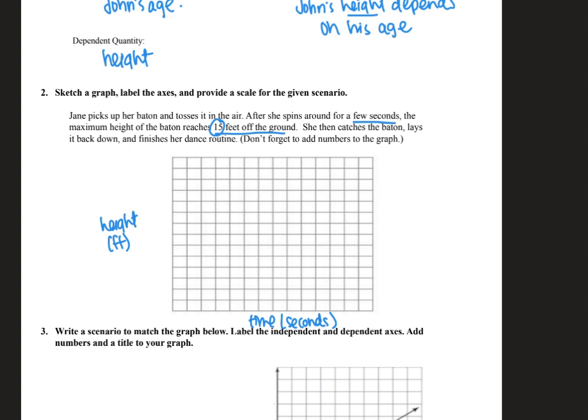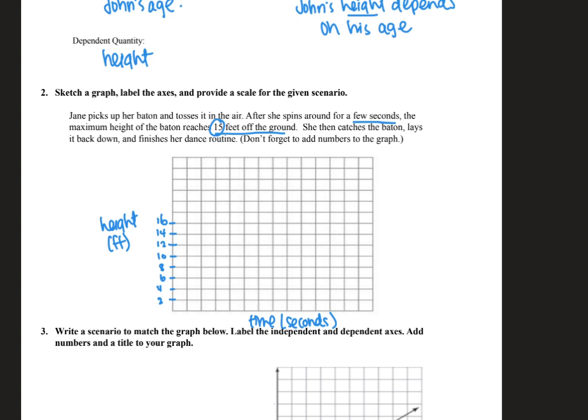So what I'm going to do is go by 2s. So this is 2 feet, 4, 6, 8, 10, 12, 14, 16, and we can keep numbering if we want, but we know that at the highest it's going to go is 15.